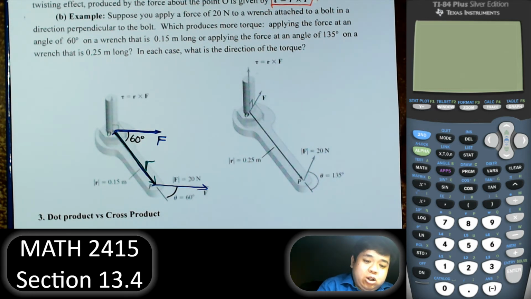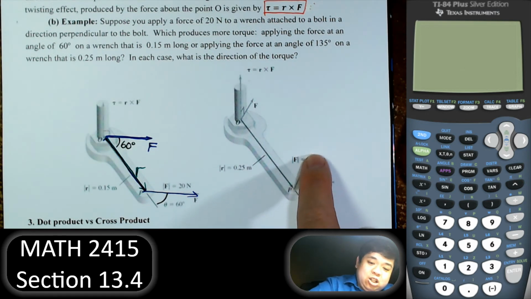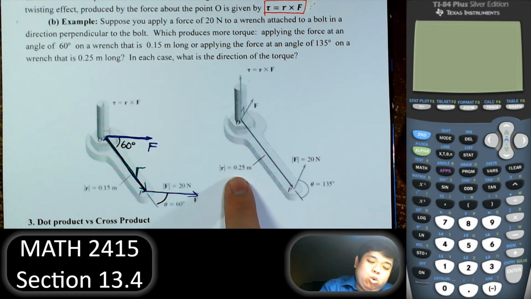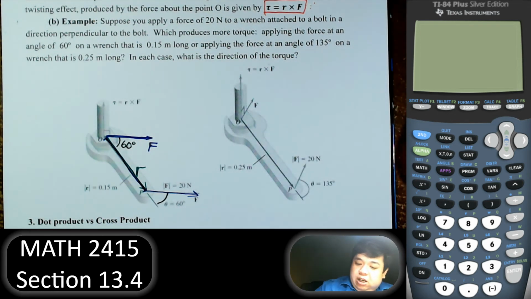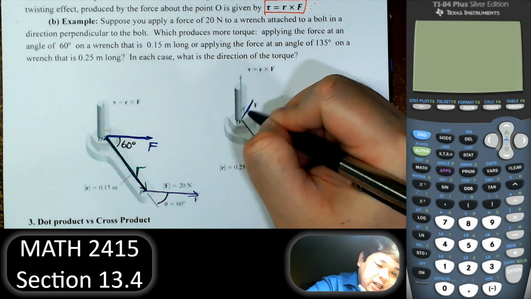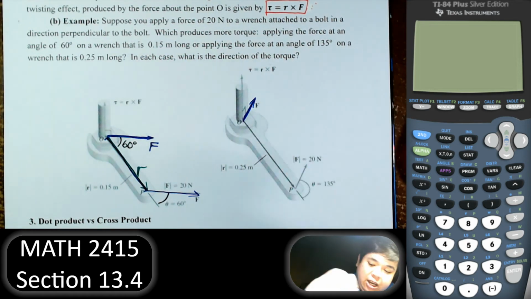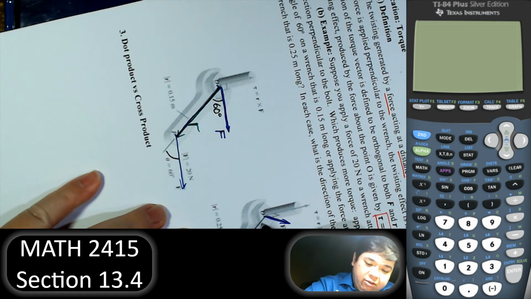So either we do that or we apply the force, that is 20 Newton, still 20 Newton, but 0.25 meter away from it. So we pull in that direction. Still, we can move the vector F in that case, and we have the vector R.